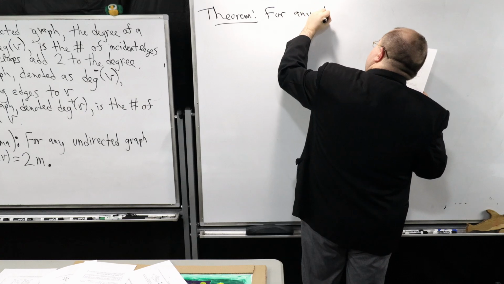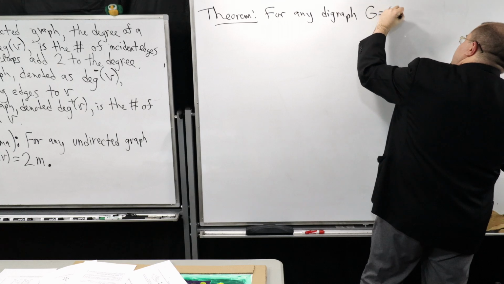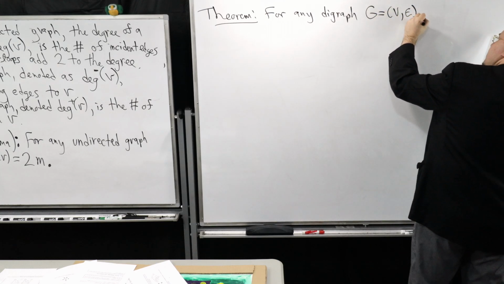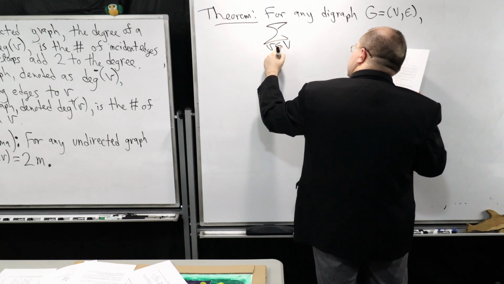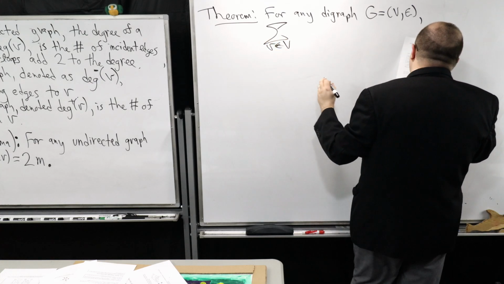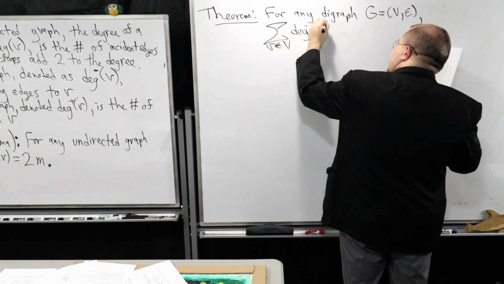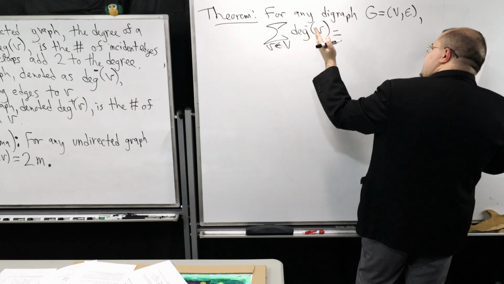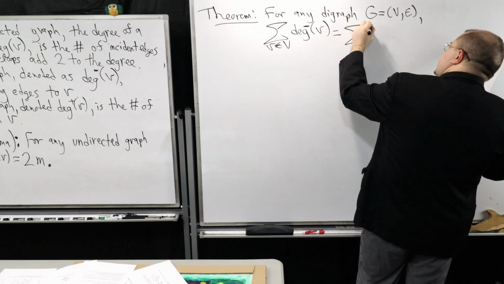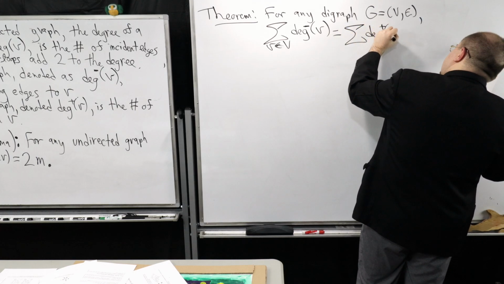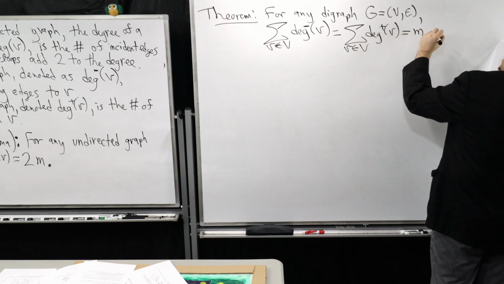So I also have a similar property for directed graphs. For any digraph G equal to (V, E), if I sum over all the vertices and I determine all the in degrees, believe it or not, the sum over all the in degrees is actually equal to the sum of all the out degrees, which is equal to the number of edges.